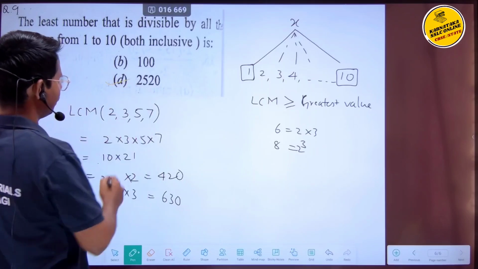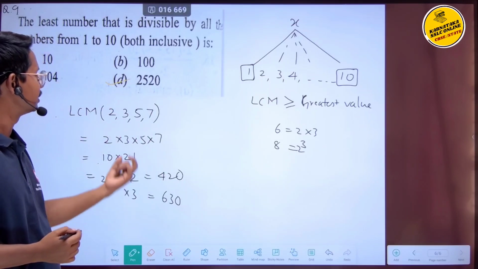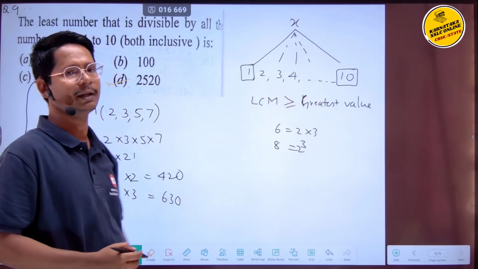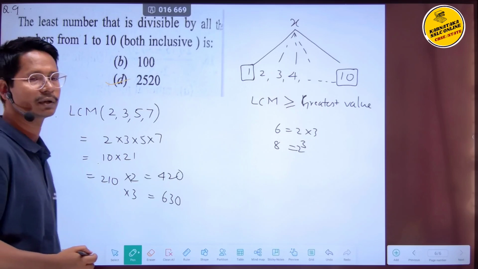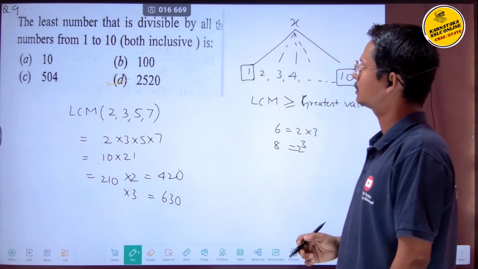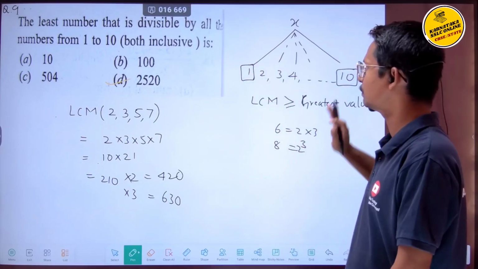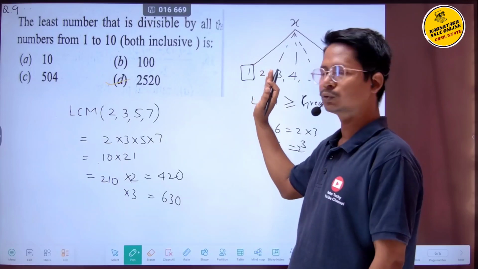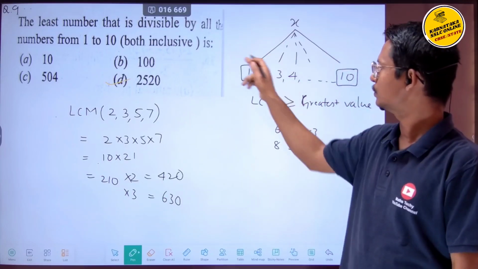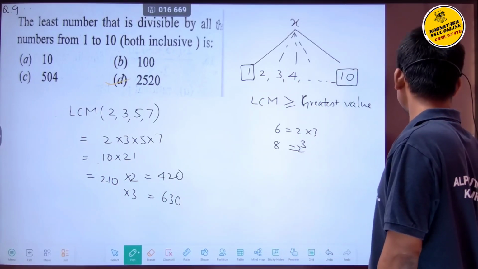If 210 is multiplied with some factor, then you will get 2520, which is divisible by all the other numbers. So this is how you need to find it. This is also one of the important questions. Inclusive means you need to consider the least and highest values. Exclusive means you should not consider the least and highest. But for inclusive you have to consider both the lower and upper limit values. Okay, next.